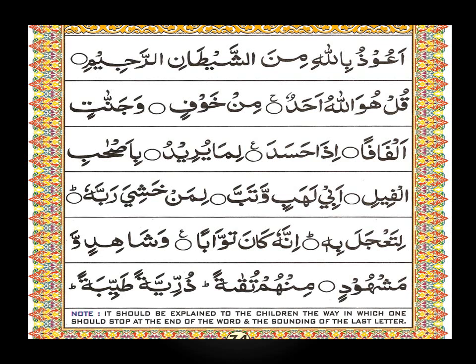وَشَاهِدٍ وَمَشْهُودٍ. Khawfin and mashhudin. Look, khawfin got two kasra, on the second line, second sentence. And on the last line, it says mashhudin. So khawfin got two kasra, mashhudin got two kasra.